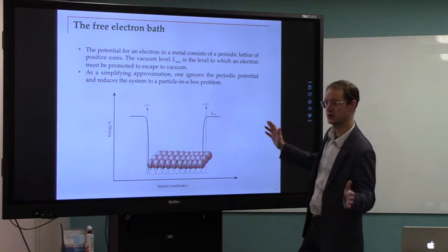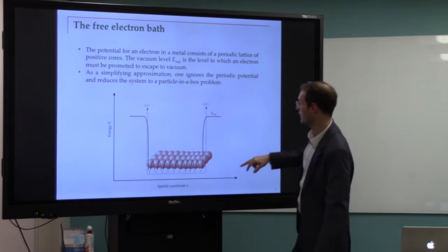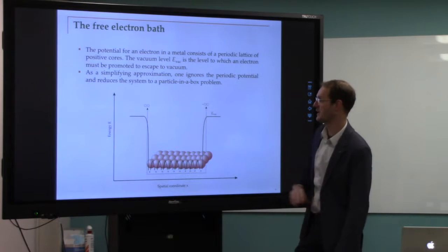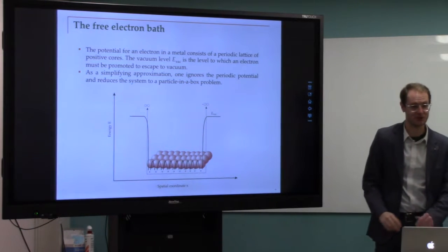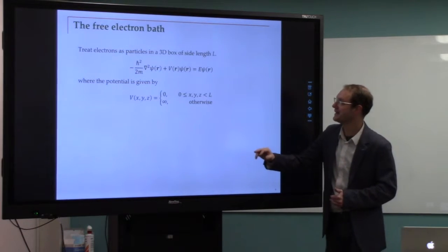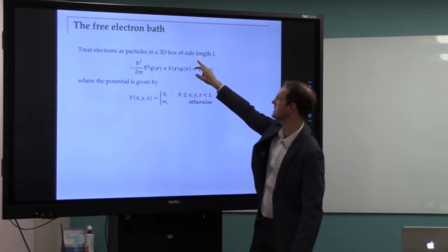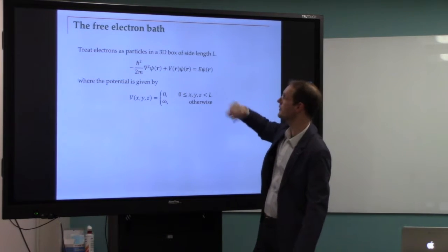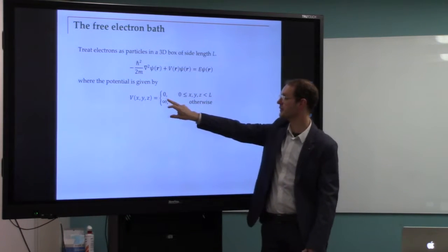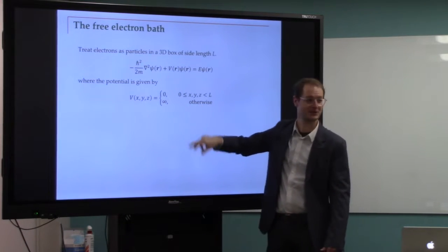But as a simplifying approximation, we can ignore these wiggles down here, and we can just treat the potential approximately like an infinite square well, as shown in the dotted line. And so this is going to reduce the system to a simple particle in a box system, which we know how to solve. So we're going to treat the particles as being in a 3D box, a cubic box with side length L. Then the Schrodinger equation is going to look like this, where the potential is 0 if you're inside the box, and infinity if you're outside the box.